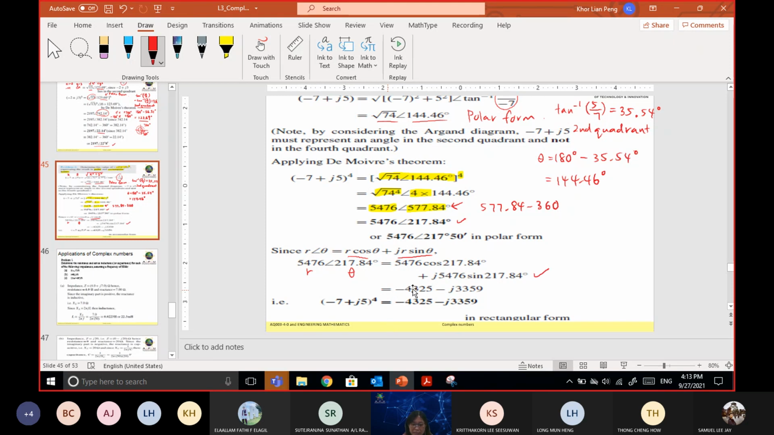It gives you a negative sign. Now when you look, both x and y are negative: the real part is negative, the imaginary part is negative. So when both are negative, it is in the third quadrant, so our angle just now is actually in the third quadrant.